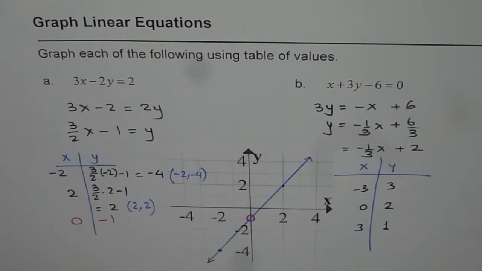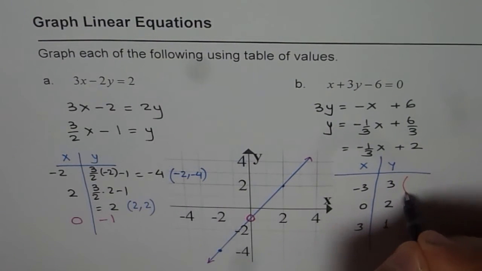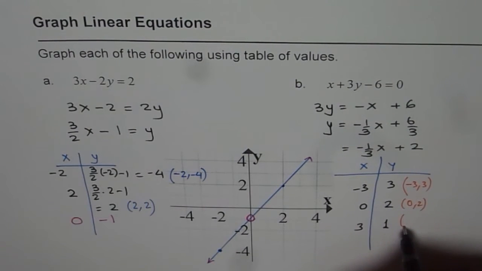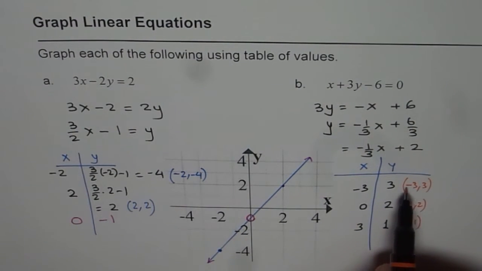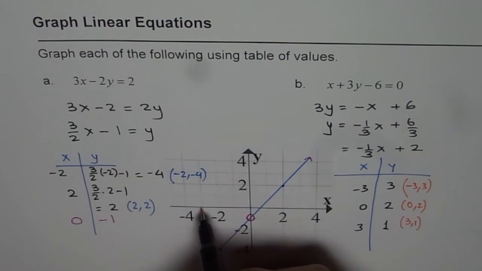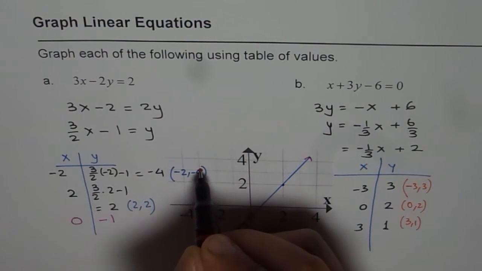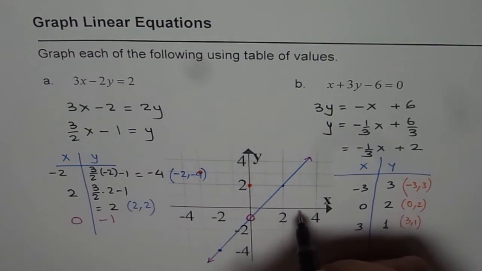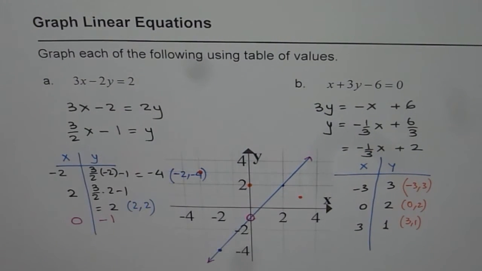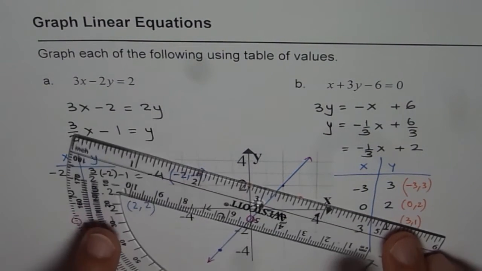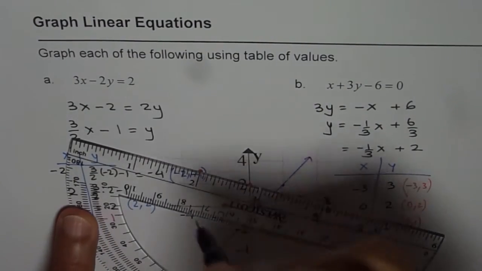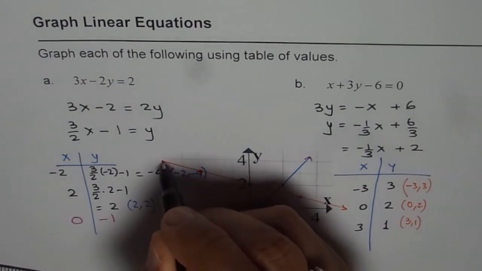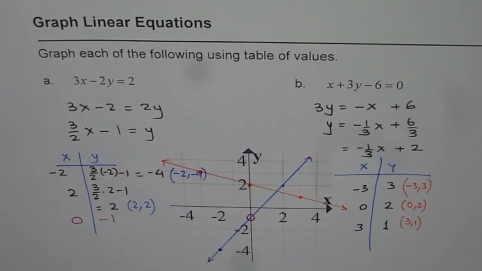points, which are minus 3, 3; 0, 2; and 3, 1, correct? Minus 3, 3 means minus 3 on x and 3 on y, that is the point. 0, 2 is here, and 3, 1, correct? Join these to get a straight line. Right? So that is how you can sketch your line using table of values.